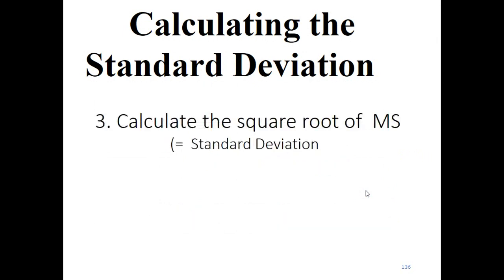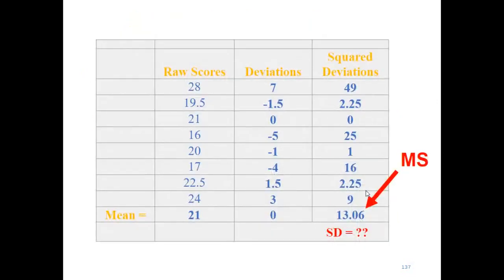Okay, third step is to calculate the square root of the mean square, and that's going to give us the standard deviation. So go ahead and do that. What's the square root of 13.06? Go ahead and get that.